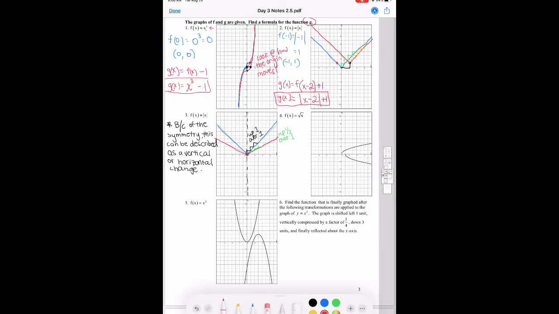So let me go ahead and write that. So for a vertical compression, since we went up a half, our factor is that we're compressing by a half. So I'm going to put that on the outside, and then nothing else is changing because we didn't have any translations, no up or down or left or right movement. So that's one way to describe it.